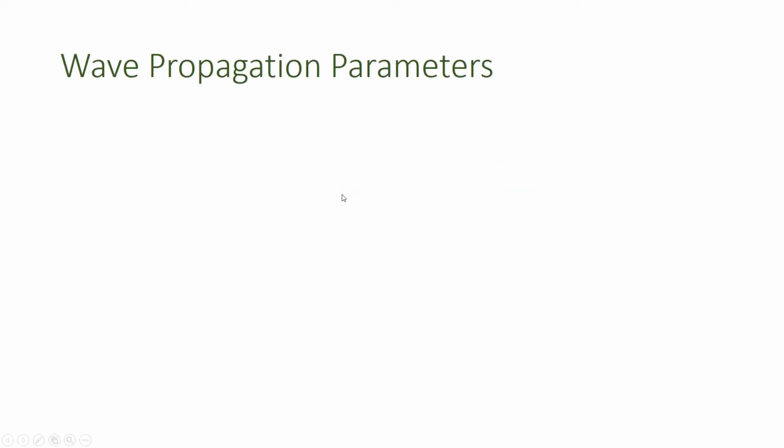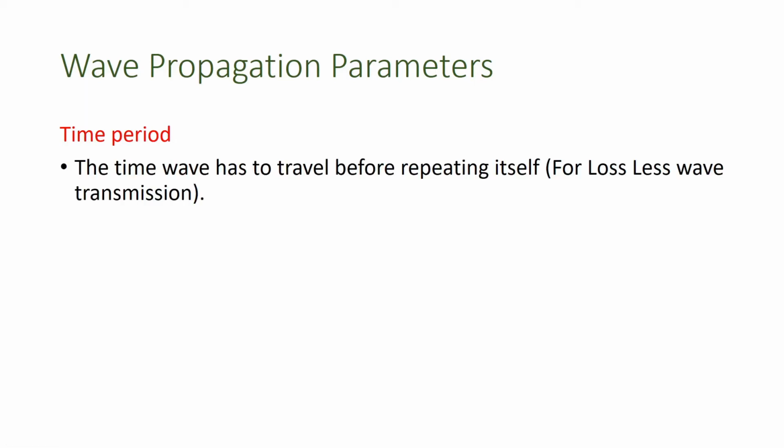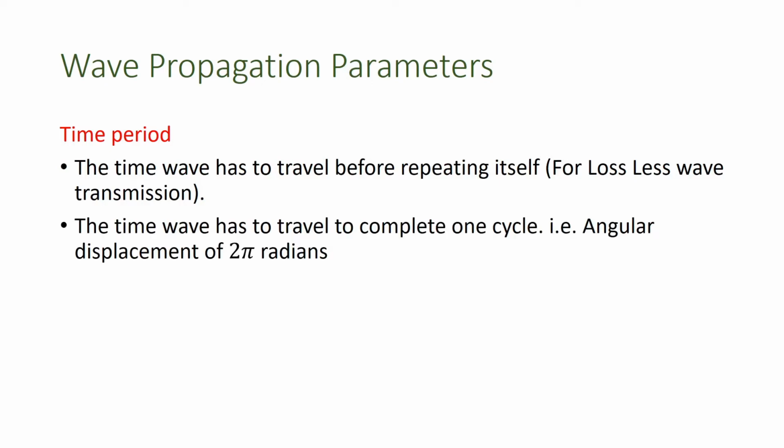The next wave propagation parameter we will be discussing is time period. It is defined as the time wave has to travel before repeating itself. In other words, it is the time taken to complete one cycle. Again, one cycle means an angular displacement of 2 pi radians. It is represented using capital T.